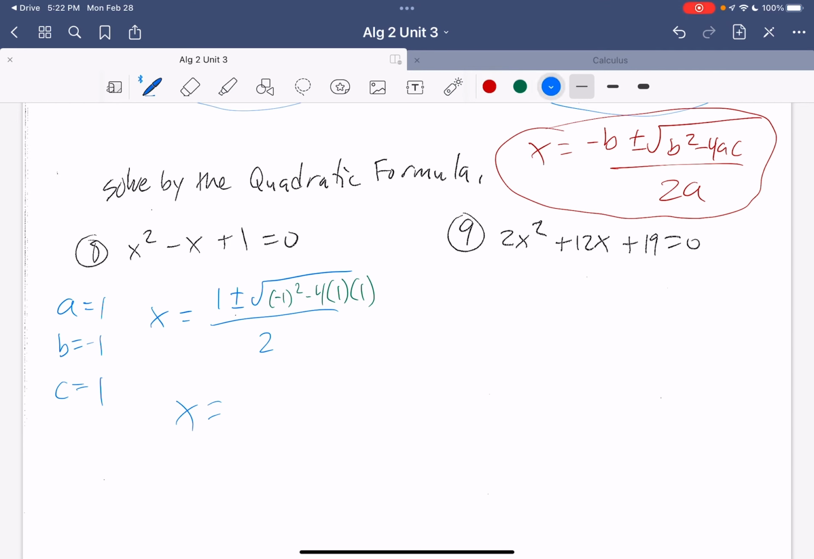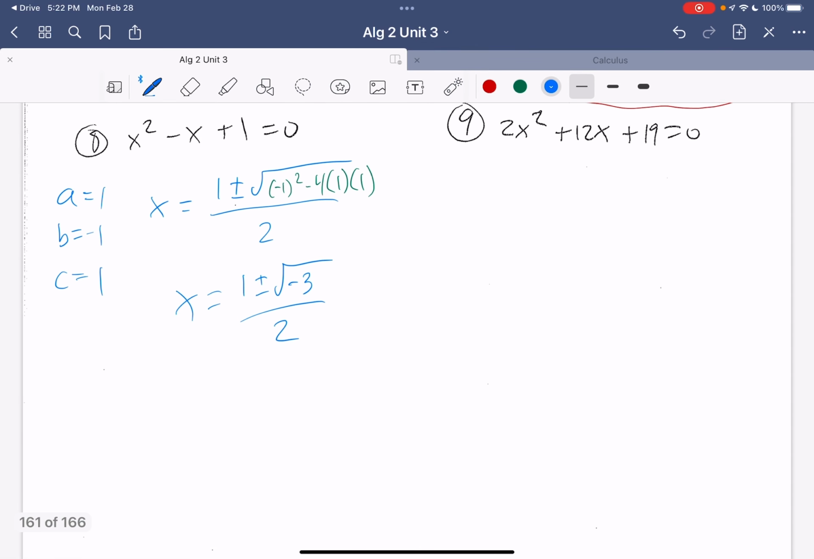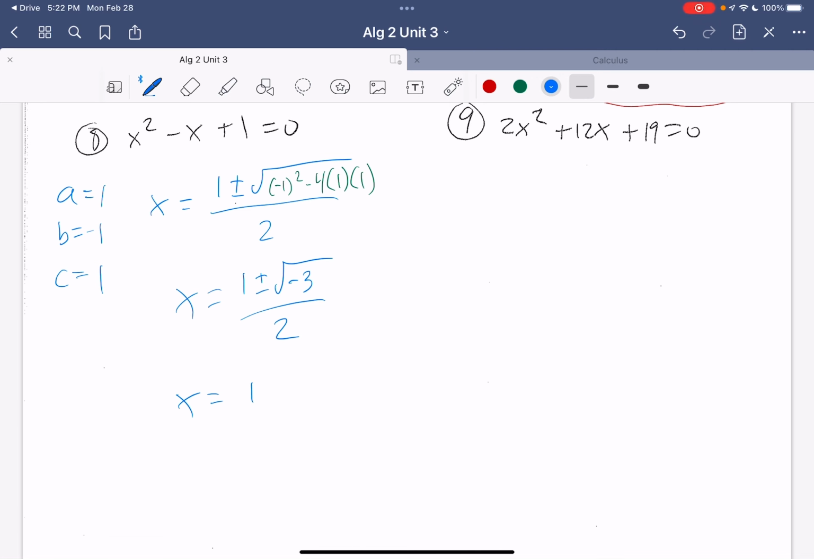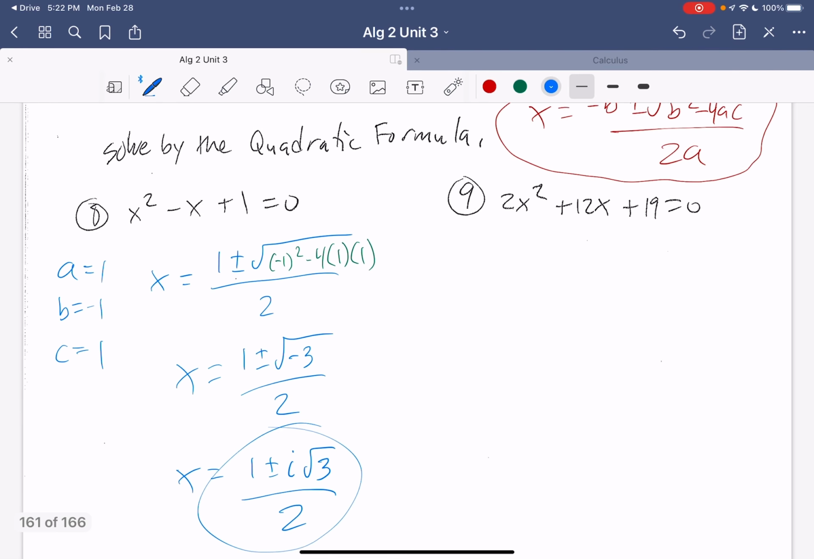So let's see. It'd be 1 plus or minus the square root over 2. If I do that out, negative 1 squared is 1, minus 4 times 1 times 1 is 4. So you should get a negative 3 underneath here. To finish it off, I get x is equal to 1 plus or minus, square root of the negative is i, so I write i square root of 3, over 2. Ba-boom.